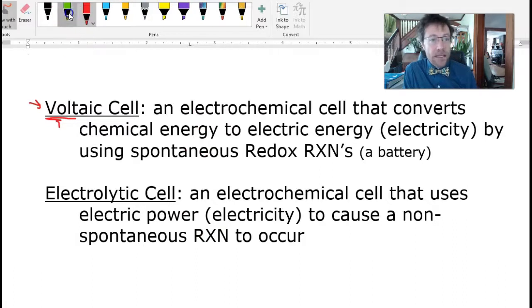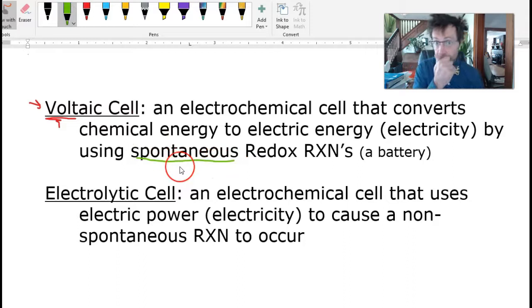Now this word, it has to be spontaneous. In other words, it has to happen all on its own, because that's how you want batteries to work, right? You pop a battery in your device and your device turns on. That's what we mean by spontaneous. You don't have to do anything weird to make it happen. It just goes. So this voltaic cell, you and I have come to know these things as batteries, because that's what they are. A voltaic cell is a battery.